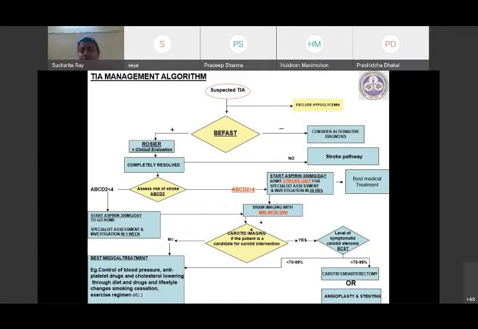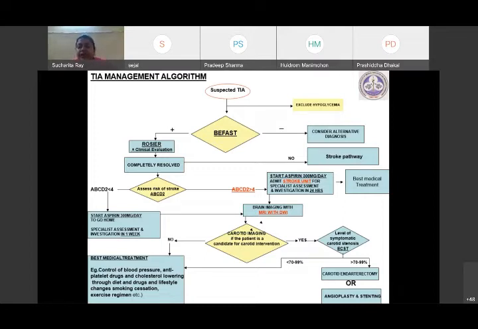If the ABCD2 score is 4 or more, the patient has to be admitted, irrespective of the vessel imaging. For example, sometimes the vessel might not show any large vessel occlusion, but it might be undergoing repeated episodes of spasm. So you do not need to have an LVO, a large vessel occlusion, to admit the patient.